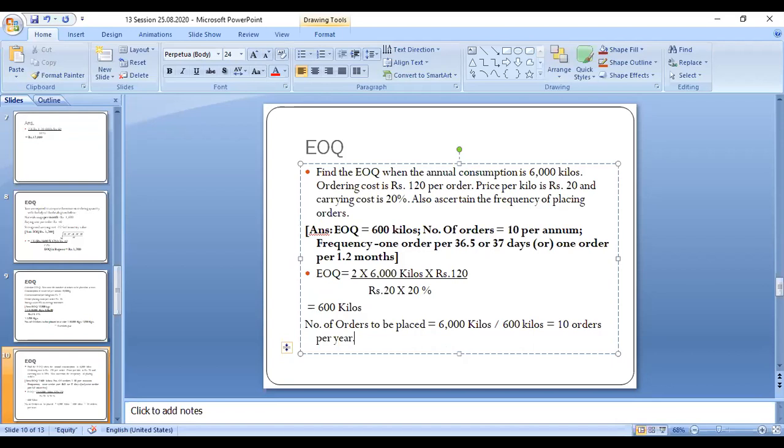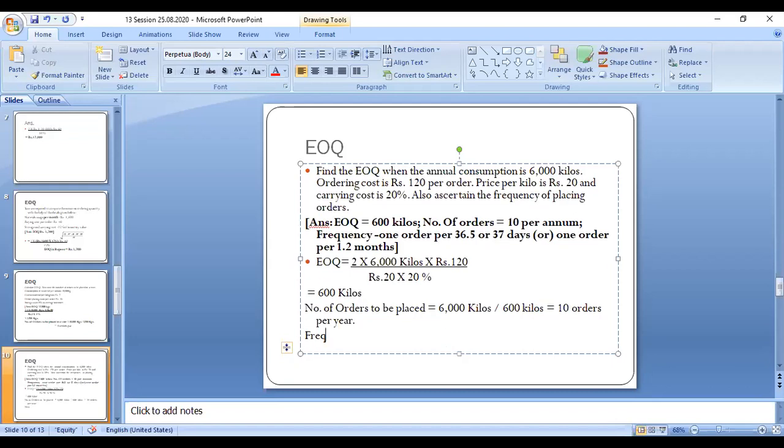Now they're asking the frequency of the order. So how to calculate the frequency of the order? Frequency of order means how much time gap is there between one order and another order. What is the time limit in between? So 10 orders, in 12 months of the year, it is 12 divided by 10, the number of months in a year divided by the number of orders.